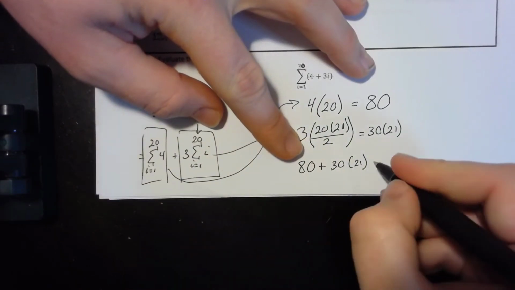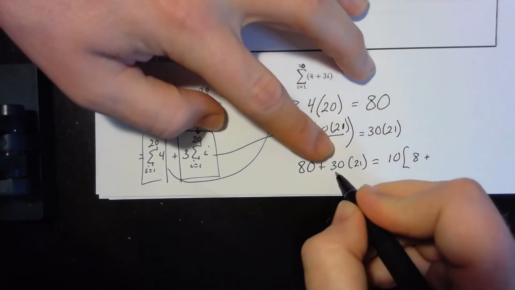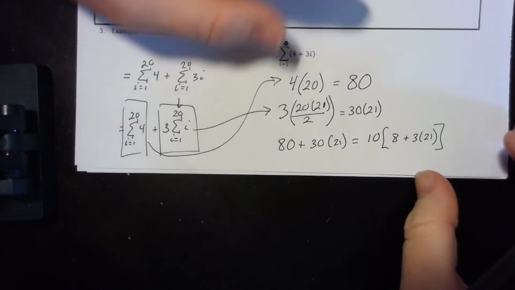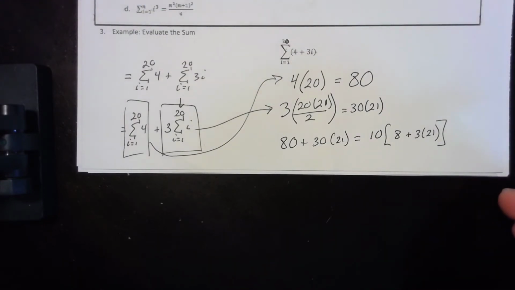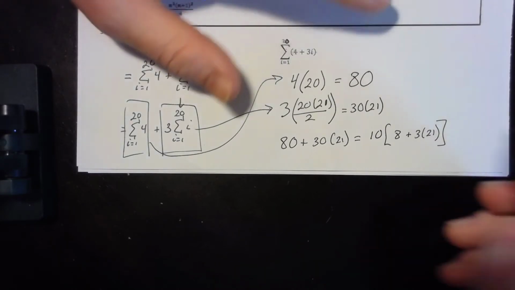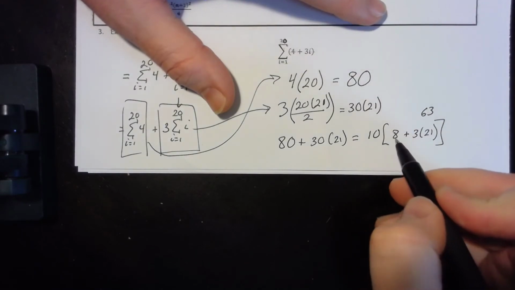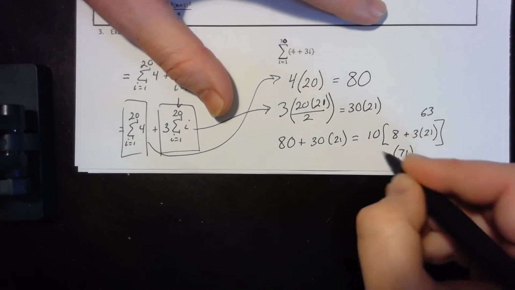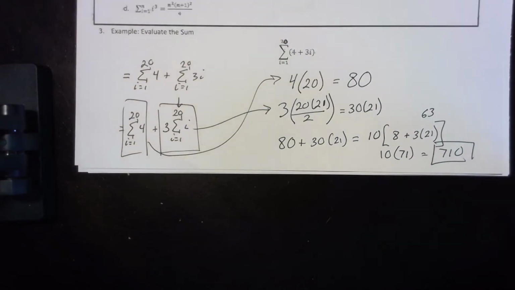When I take these two, I can actually factor out a 10: a 10 from the 80 giving me 8, and a 10 from the 30, giving me 3. This allows me to do some nice simple mental math. Now again, a lot of this work you can do in a calculator, but I'm doing this by hand with numerical manipulative math so that you guys can see this. I'll do 3 times 21, which is 63. 63 plus 8 is 71. And then 71 times 10 is 710. And that is what that summation is equivalent to.